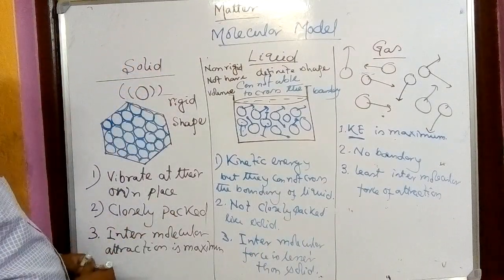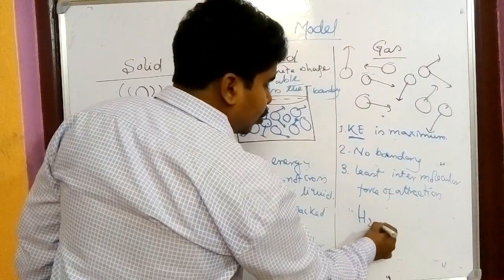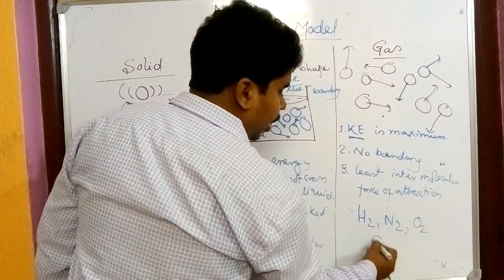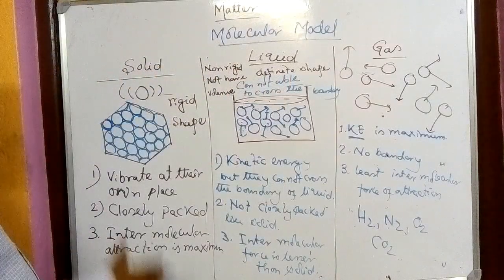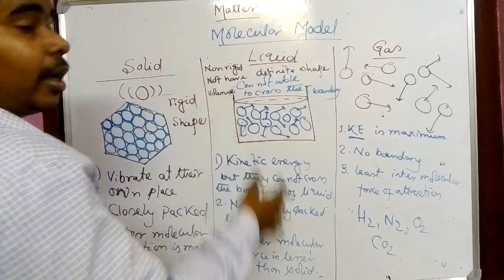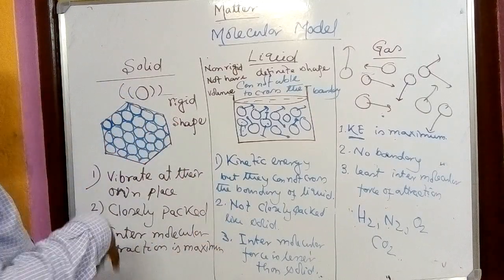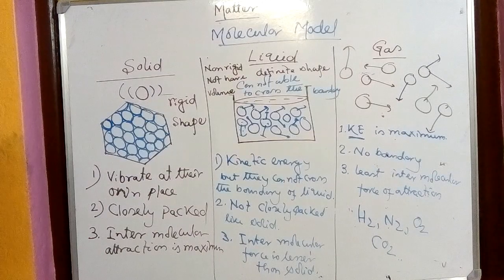Examples: H2, N2, hydrogen, nitrogen, oxygen, carbon dioxide, these are all gases. For liquid we know water, kerosene, alcohol, these things are liquid. For solid, many substances are there around us. So this is the molecular model of solid, liquid and gas. See it, try to understand. I have already sent a note. Read the note. I think you will be able to understand.